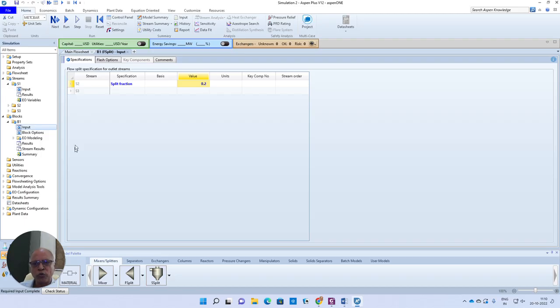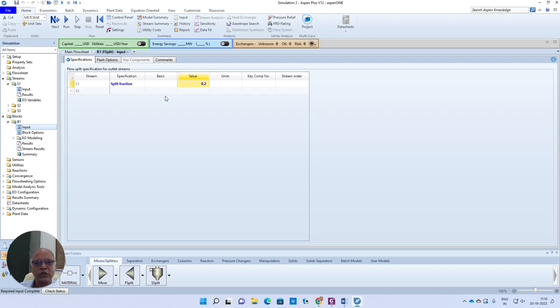Suppose I have 3 output streams, I need to define at least 2 split fractions so that the total mass is divided into 3 outputs. So if there are S output streams, at least S minus 1 split fractions must be defined. In this case, because there are 2 outputs, 2 minus 1, at least 1 value must be defined.